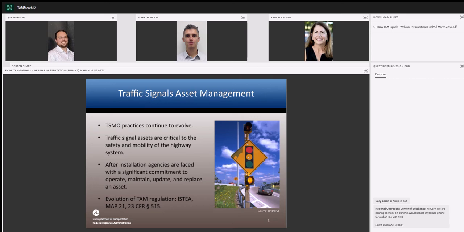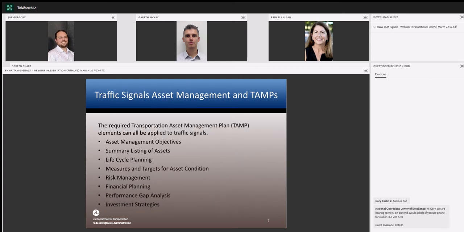And there's also accounting for the evolution, so to speak, of asset management going all the way back to the late 80s and even early 90s with ISTEA, where we started applying it to the pavements world and the bridge world. And now, like I said earlier, we're starting to apply it to other assets. So the framework behind the material that we're finishing up developing is the TAMP requirements, the requirements for state DOTs to develop transportation asset management plans.